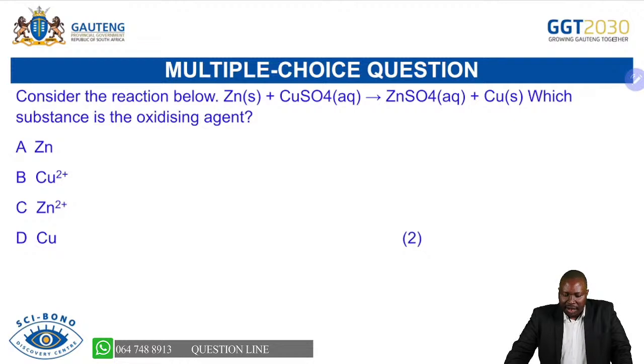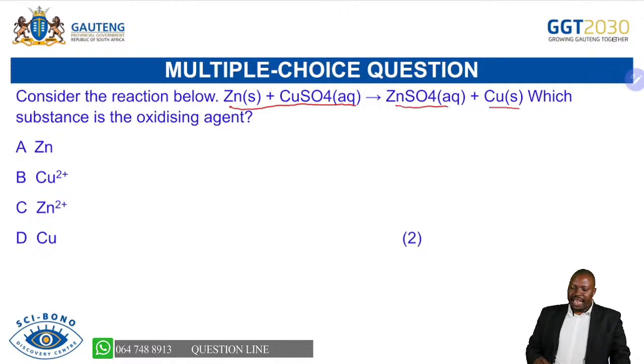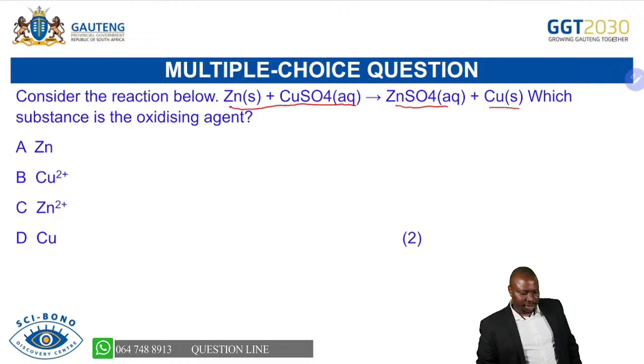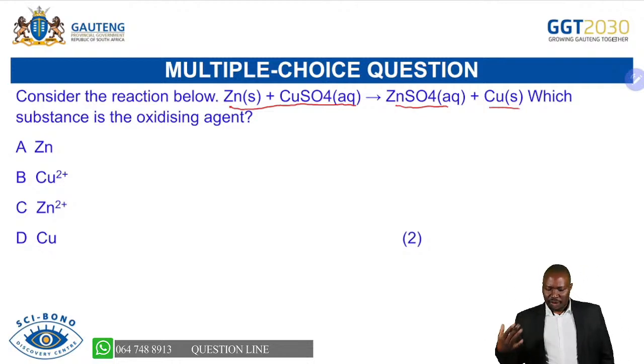Now the question is saying, consider the reaction below. So we're saying zinc plus copper sulfate forms zinc sulfate plus copper. Which substance is the oxidizing agent? This is a beautiful question. It's something that you must always practice so that you remember all these definitions that we're talking about.